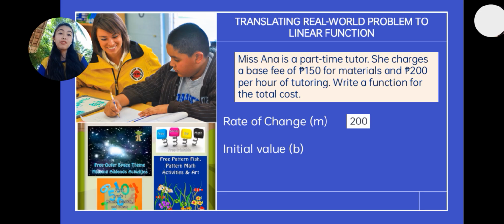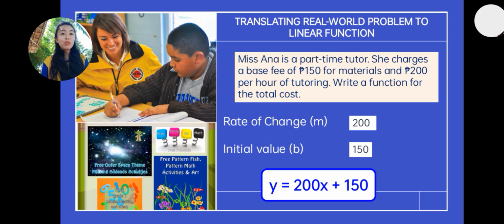Now, what do you think is our value for b, or the initial value? Correct, we have 150. And now, since we already have the value for m and for b, we can just plug them into our original linear function. So we now have y is equal to 200x plus 150. Does it make sense, class?